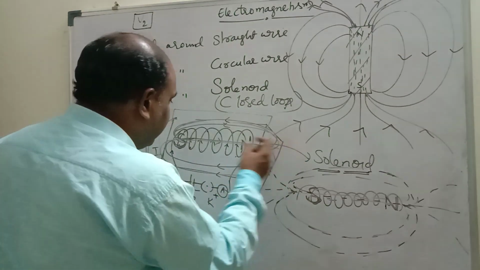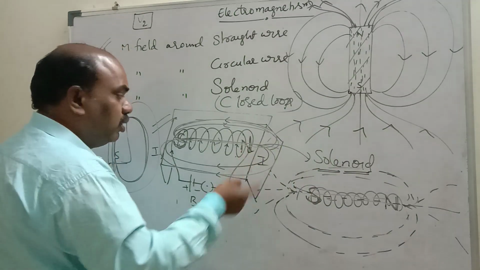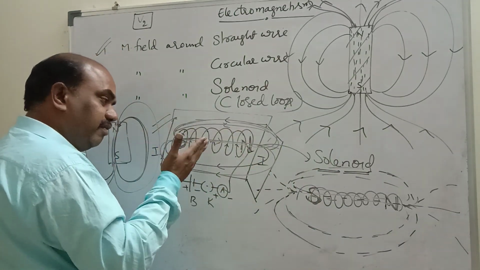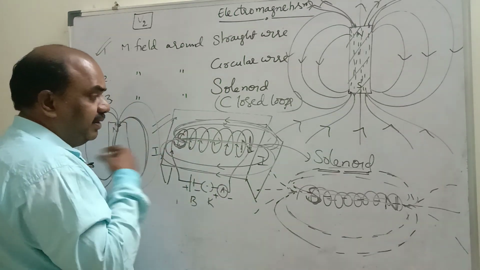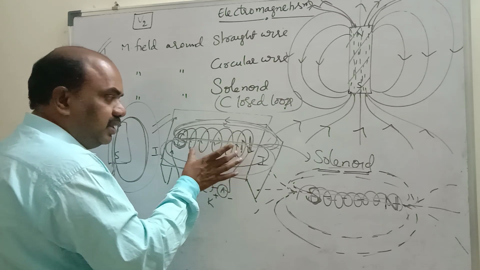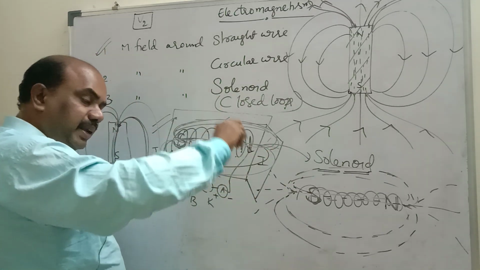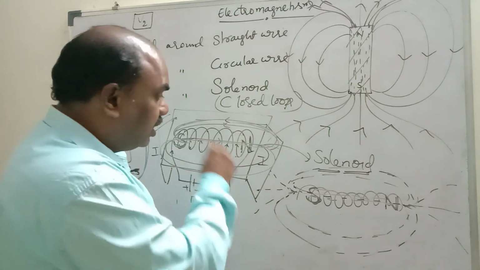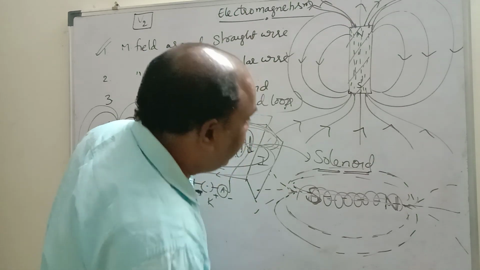If you bring a compass to the two ends, on one side the north pole of the compass deflects and goes away, that is the north pole. Where the south pole of the compass goes away, that is called the south pole. That means this solenoid is acting as a bar magnet. If you sprinkle iron filings around the solenoid and jerk the board, all the iron filings are aligned like this.